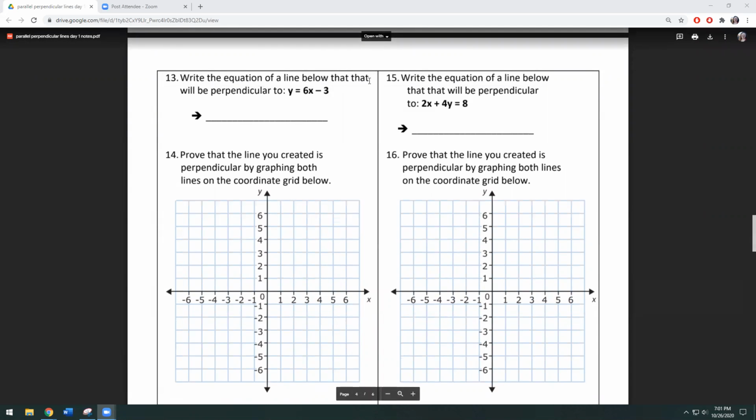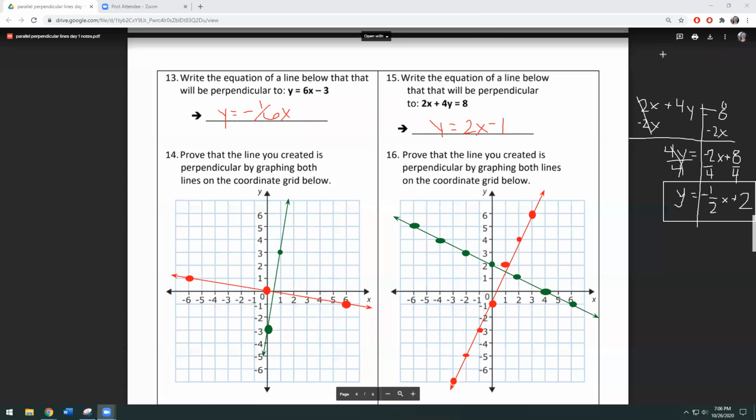Now I have these two problems, 13, 15, 14, and 16. Sorry, that was out of order. But you're going to be writing an equation that's going to be perpendicular to this line here, and then you're going to be proving it by graphing it, just like how you did before.